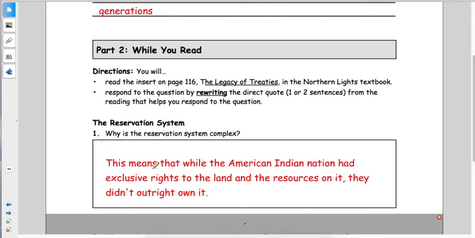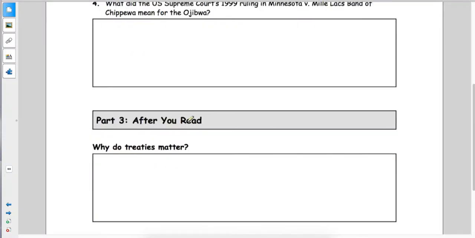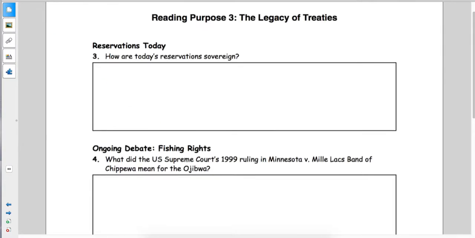And then you'll do this for numbers 1 through 4, and then number 5, you answer on your own. Because it asks you, why do treaties matter? And then you come up with your own answer.